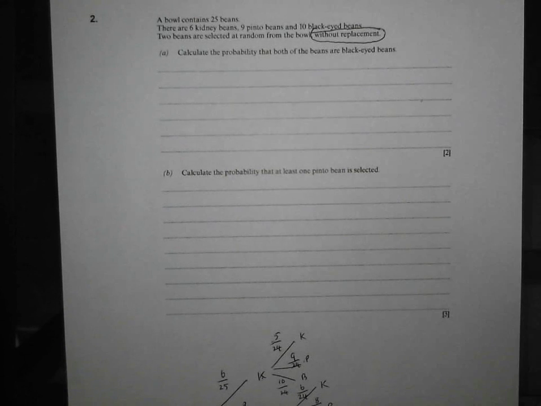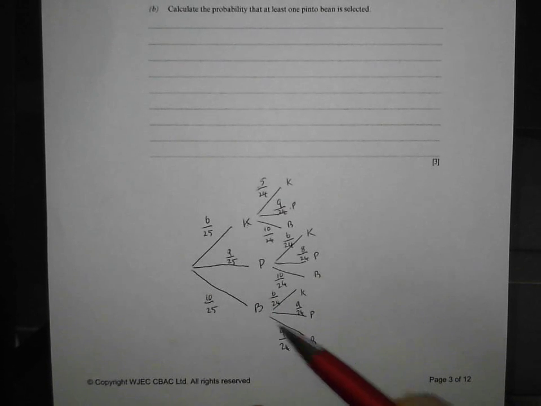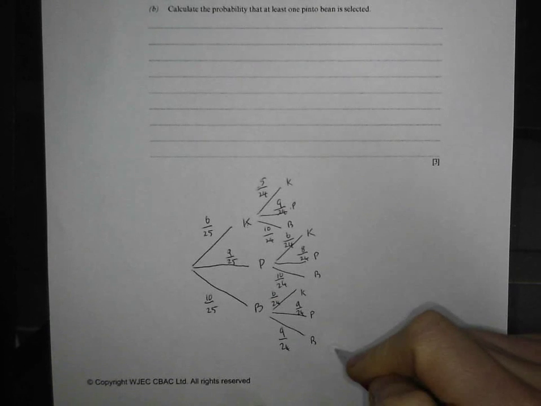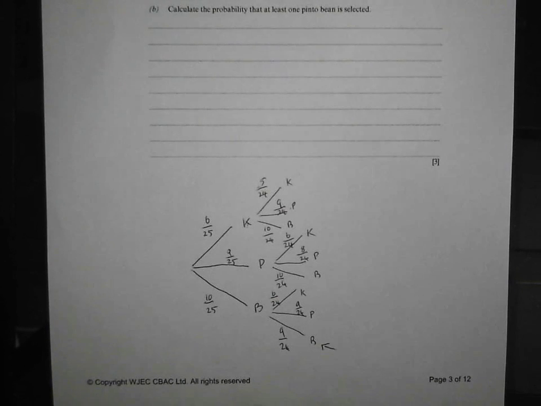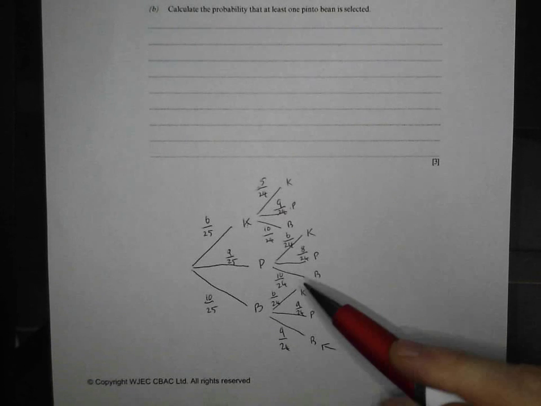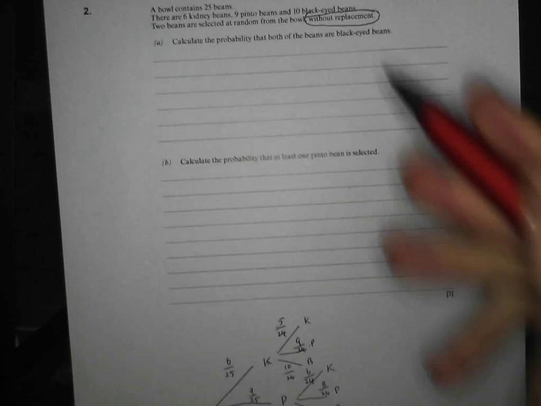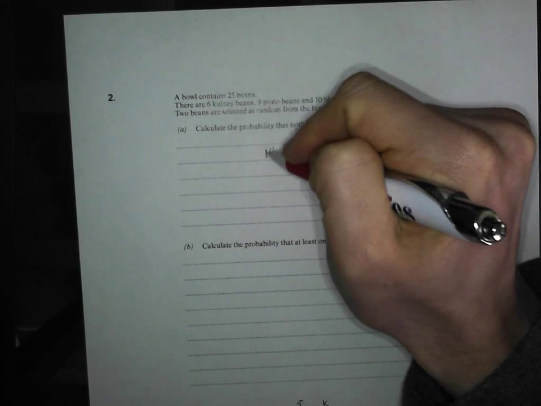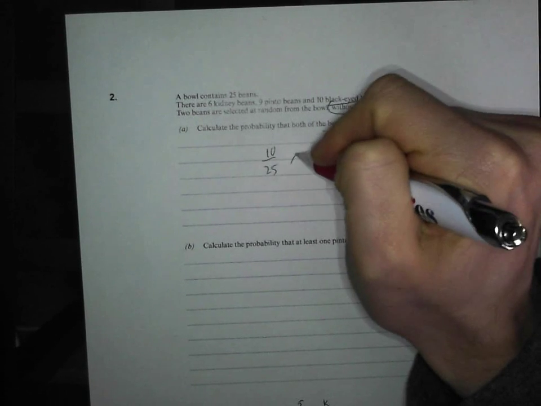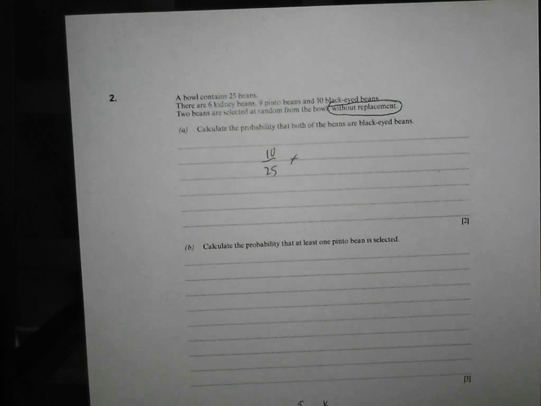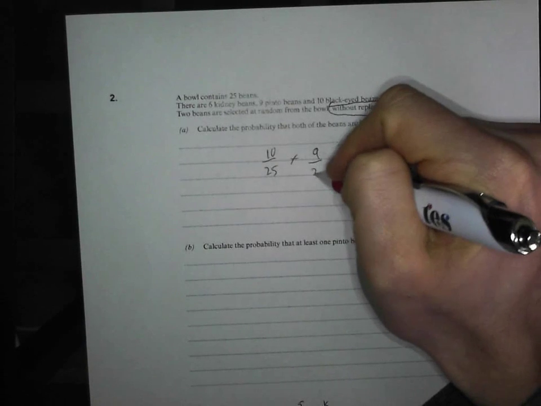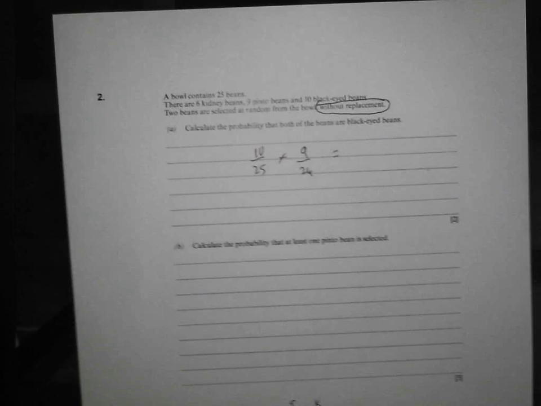Calculate the probability that both of the beans are black-eyed beans. So let's have a look on our tree diagram. Where's that? Black-eyed bean first, black-eyed bean second. So this is the one we need there. Remember our golden rule of tree diagrams: when you're travelling across a tree diagram, you multiply. So the probability is going to be 10 out of 25, that's the probability you get a black-eyed bean on the first pick, times by 9 out of 24, that's the probability you get a black-eyed bean on the second pick.